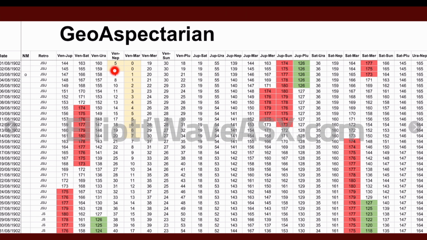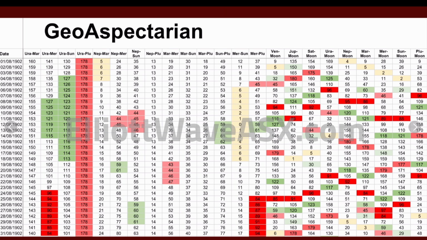Now looking across the file, we can see Venus and Neptune coming out of a conjunction, Venus and Mars conjunct, Jupiter Sun opposite, Jupiter Pluto in a trine, Saturn Mercury opposite, and if I scroll across to the right, we've got Uranus Pluto opposite, Neptune and Mars coming out of conjunction, and on the far right we've got all the moon combinations.